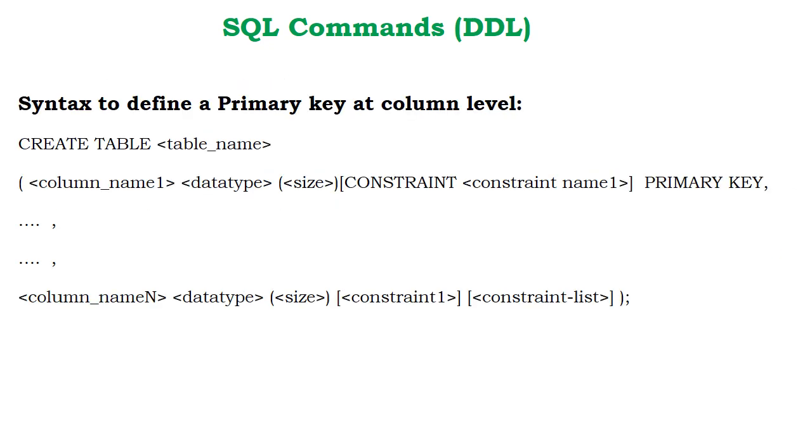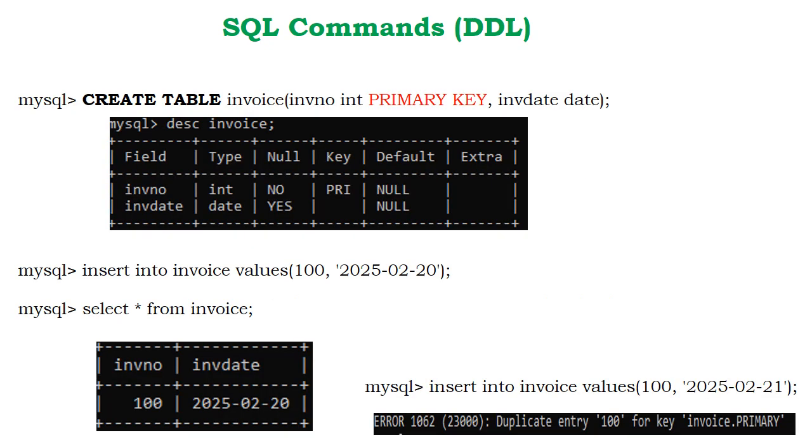The syntax is create table, table name, column name, data type, size, constraint, constraint name, followed by primary key. Just one example. Here, create table, the table name is invoice. There are two fields: invoice number, followed by the data type, then followed by the constraint, that is primary key. So now the column becomes the primary key constraint column. And the second one is invoice date, whose data type is date. So the first column becomes the primary key.